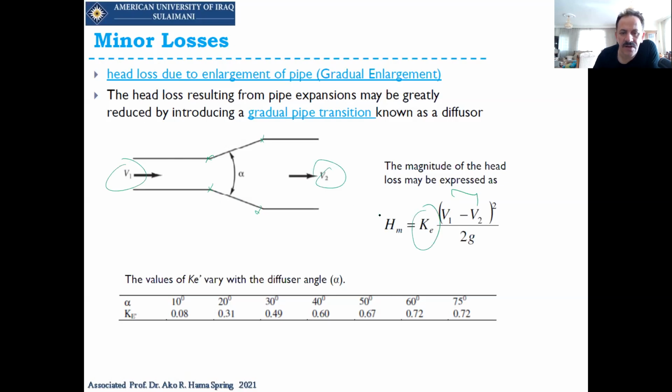But here we have a coefficient for the gradual enlargement, and this coefficient will depend on the angle that we have. We should take care of this angle. So how much is this angle? Is it 10, 20, 30? For each of them, there will be a different coefficient. Now if it is 90, it means that this is going to be a sudden enlargement, okay?